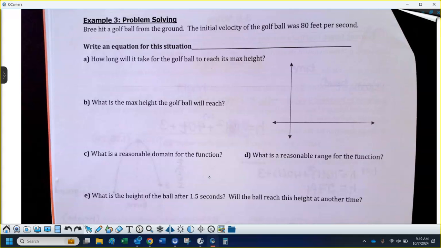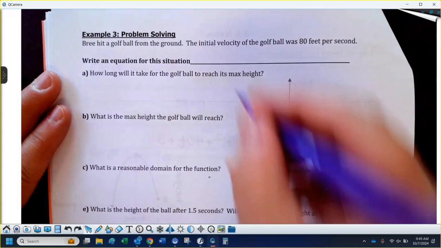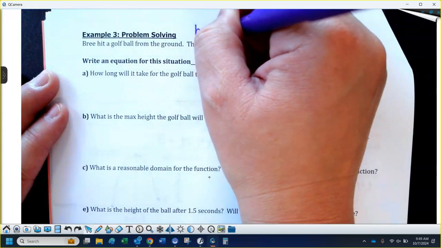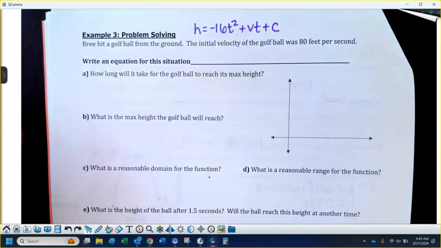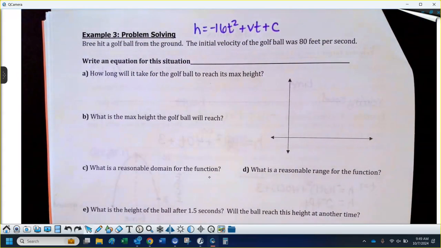So this says Bree hit a golf ball from the ground. Initial velocity of the golf ball is 80 feet per second. I'm just going to write that formula real quick so you guys can see it at the top of the page that we were working with on the front. Okay, so she hit a golf ball, initial velocity 80 feet per second. She hit the golf ball from the ground.